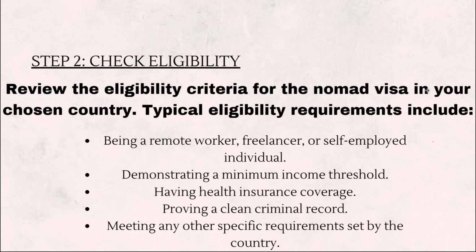Now in the next step, you have to check whether you are eligible for going to that particular country or not. So review the eligibility criteria for the Nomad visa in your chosen country. The typical eligibility requirements include being a remote worker, freelancer or self-employed individual. You may also have to demonstrate a minimum income threshold, your health insurance coverage, and prove that you have a clean criminal record. And if there are any other specific requirements set by that particular country, you may have to give that too. So after that, let's move on to step 3.